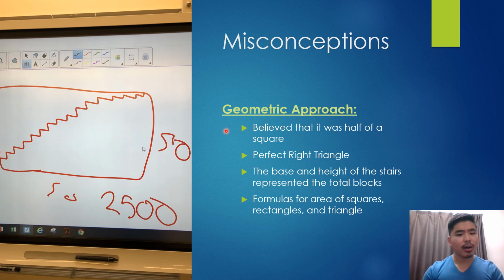Some of my students also believed that the total number of staircases was the base and the height of the stairs. So in other words, my students thought it was 50 plus 50, so it was 100 tiles total, not realizing that there were more tiles that comprised the individual steps here in the middle. And lastly, some of my students did not know or were confused about the area of the square, rectangle, and triangles and other geometric shapes that they tried.